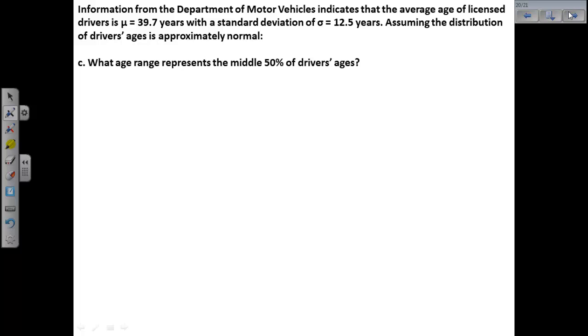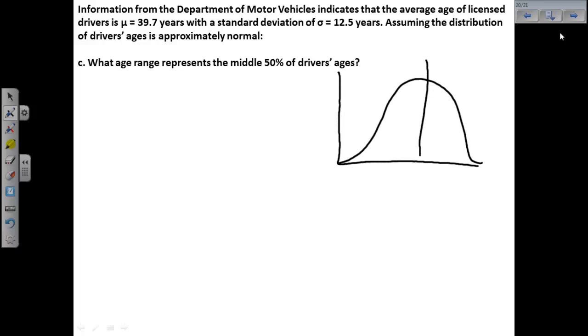Let's do another example. So what age range represents the middle 50% of drivers' ages? This one's pretty tough, but I'll break it down for you. So if we're looking at our distribution, keep on drawing it out, 39.7, z-score of 0 for the mean. The middle 50% looks roughly like this.